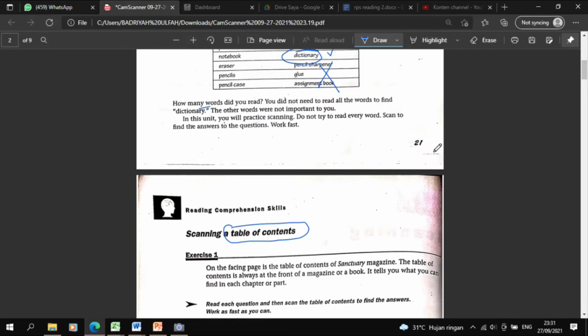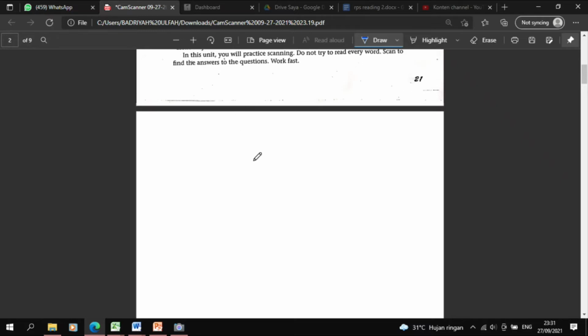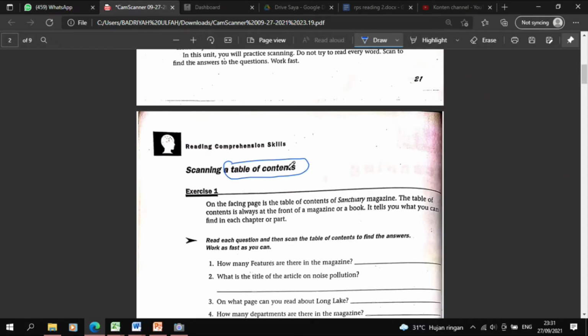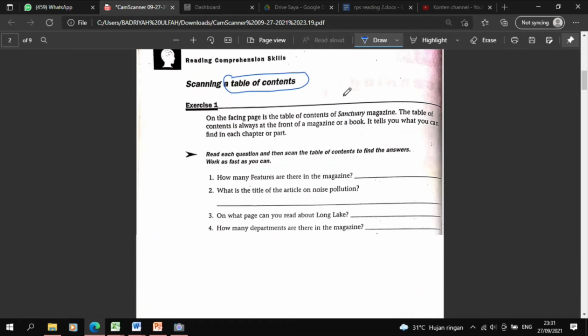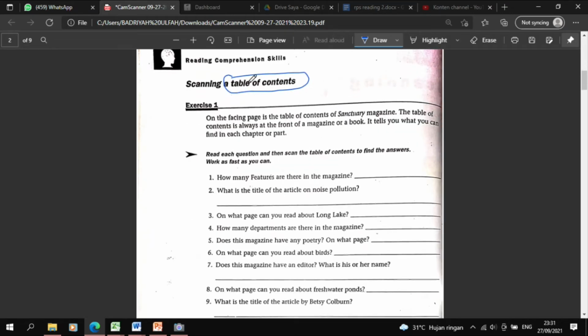So let's start with the first one, scanning table of contents. Of course, biasanya table of contents, daftar isi, you don't need to read all. On the facing page is the table of contents of Sanctuary magazine. Ya, jadi ini daftar isinya majalah Sanctuary. The table of contents is always at the front of a magazine or a book, right? It tells you what you can find in each chapter or part.